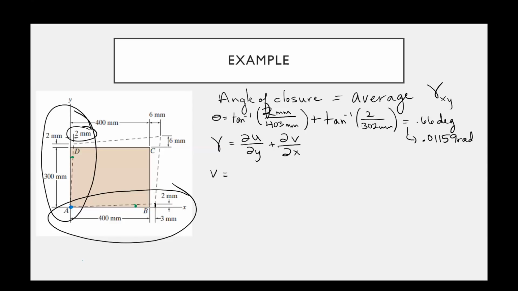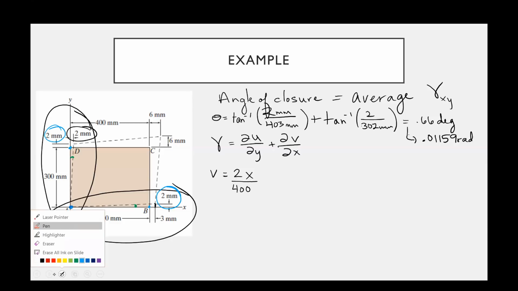But if we were to look for an x dependency, we would say that, okay, when we come out here to 400, we expect to see a y displacement of 2 millimeters. So this then becomes 2 over 400 times x. And similarly, when we have x equals 0, but we have y equals 300, which would be this point, we expect also to see a 2 increase in y location. So that would be 2y over 300.